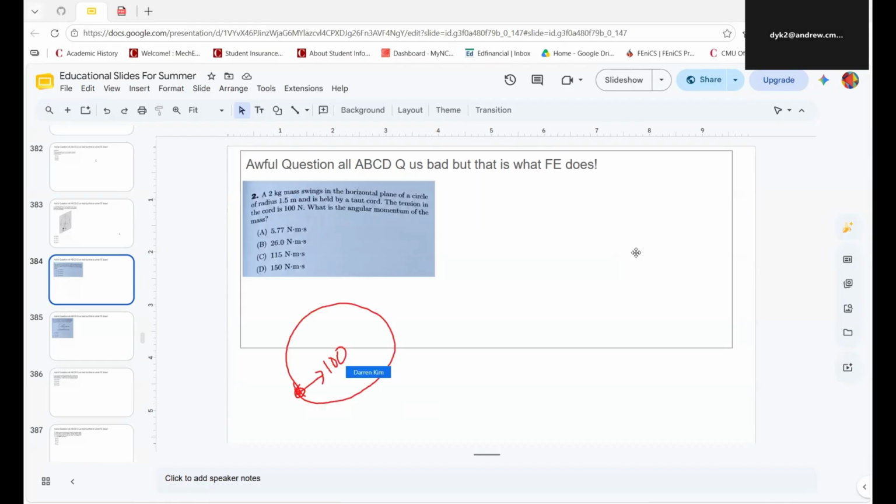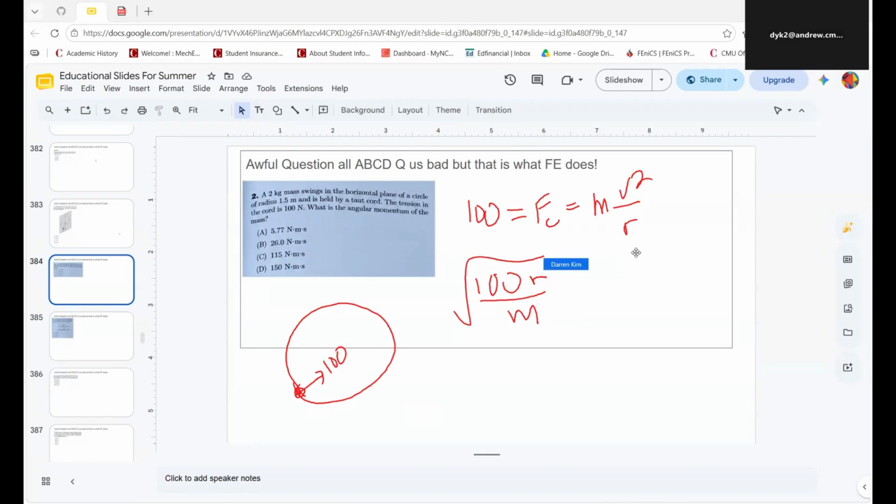That 100 equals the centripetal force. So we can just do force F equals m v squared divided by r. With that said, we could do 100 multiplied by r divided by m, square root, equals v. That equals the square root of 100 multiplied by 1.5 divided by the mass, 2. Whatever that equals in your calculator should be correct, which gets you something like 8.66 meters per second.